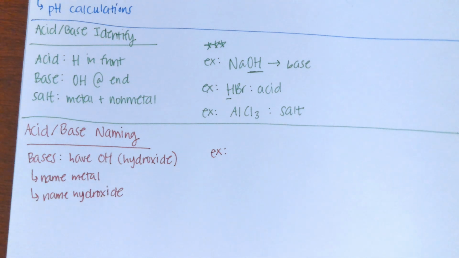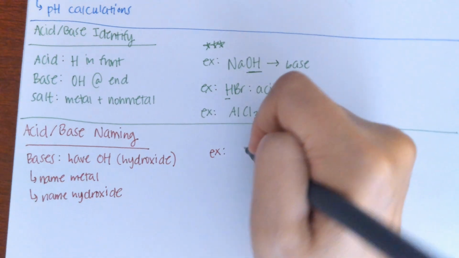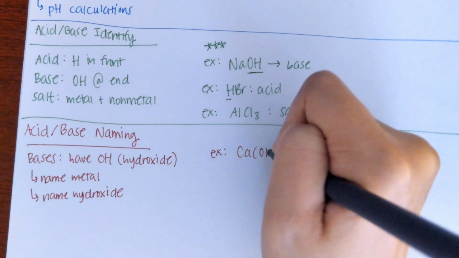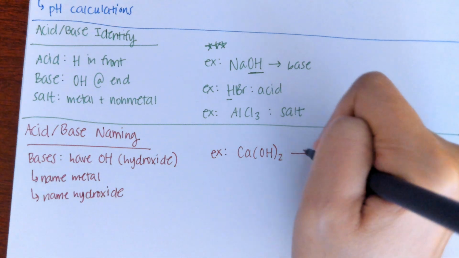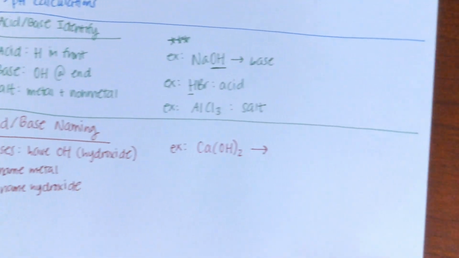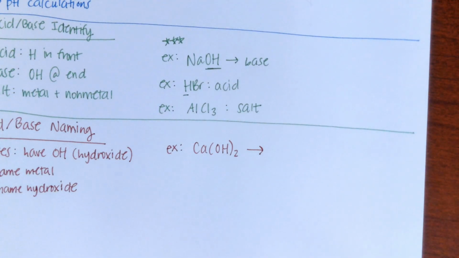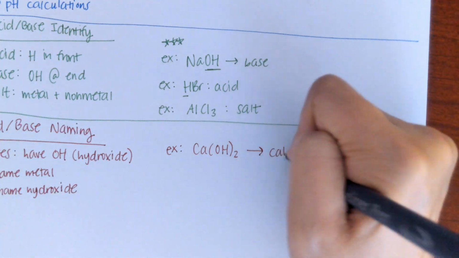All right, for example, on your quiz, you'll be given the formula. You write the name, and then the other way around. You have the name, you have to write the formula. So writing the name is easy for bases. Ca(OH)2. What's the name for Ca? Calcium hydroxide. Calcium, and then hydroxide. That's it.